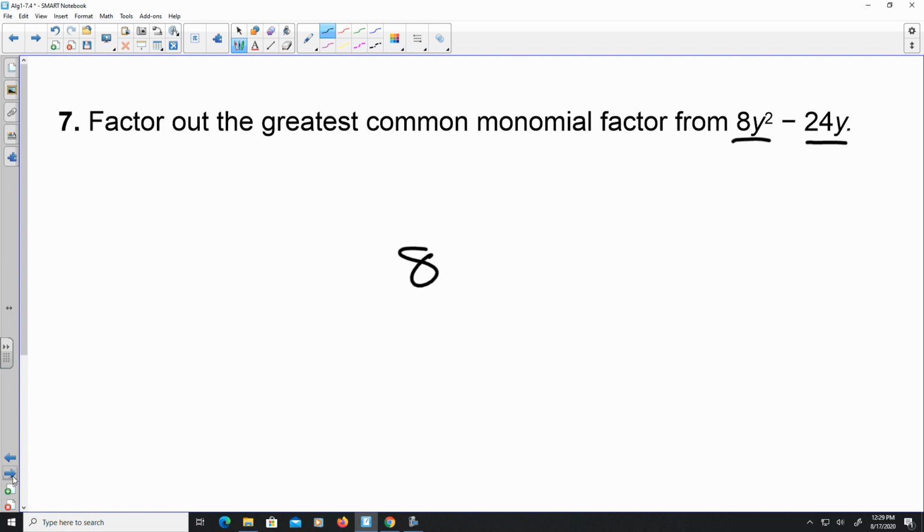Do they share a common letter variable? And the answer is yes, they both have the letter y. And the smallest degree is y to the 1st, so I leave it as 8y. And now I just fill in what's left over. So 8y times y is going to give me 8y squared, minus 8y times 3 is going to get me, in this case, it's going to be minus 3, so it's negative 24y.